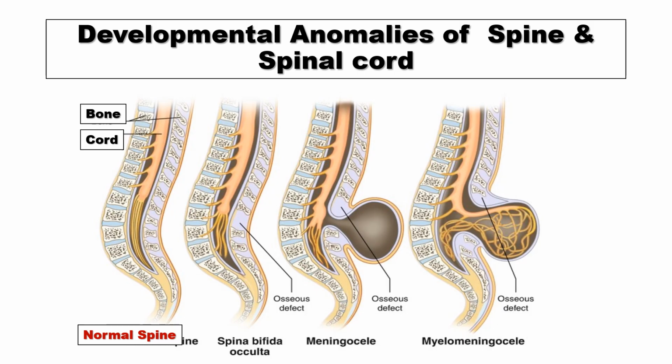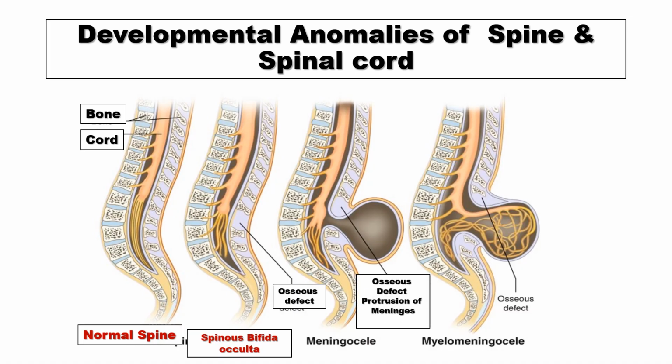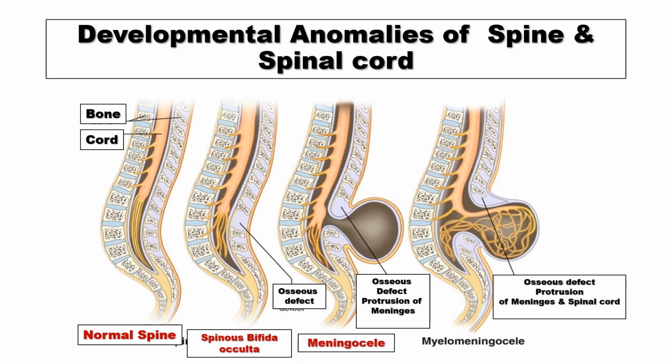Normal spine where bone and cord are normal. Osseous defect is known as spina bifida occulta. Osseous defect showing the protrusion of the meninges is known as meningocele. Osseous defect showing the protrusion of meninges and the spinal cord is known as meningomyelocele.